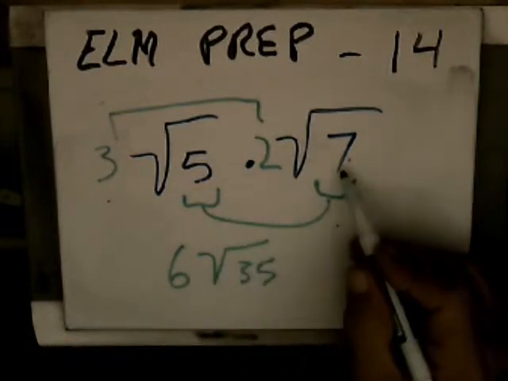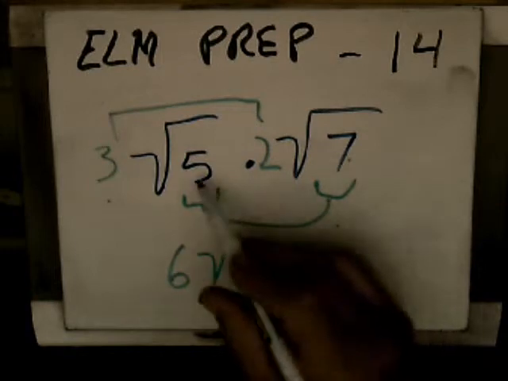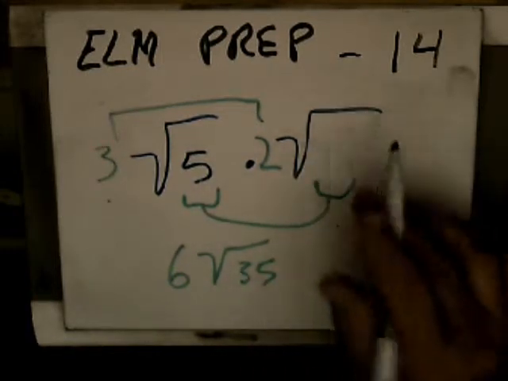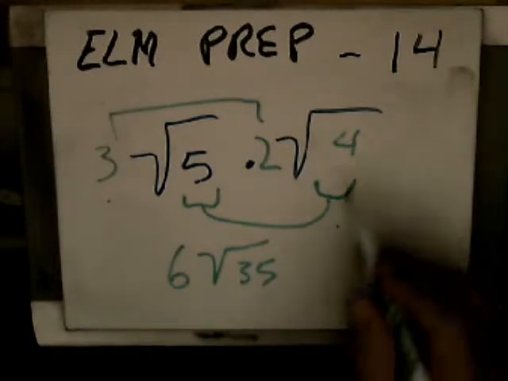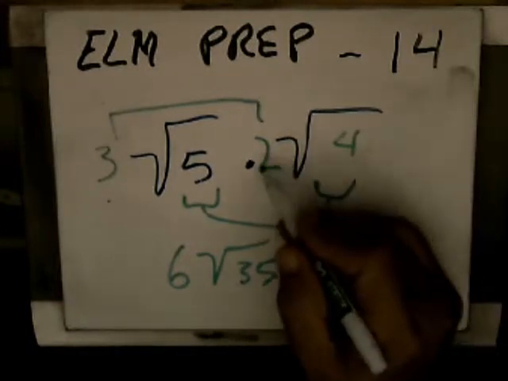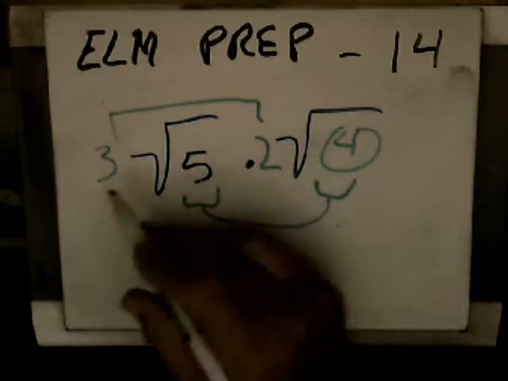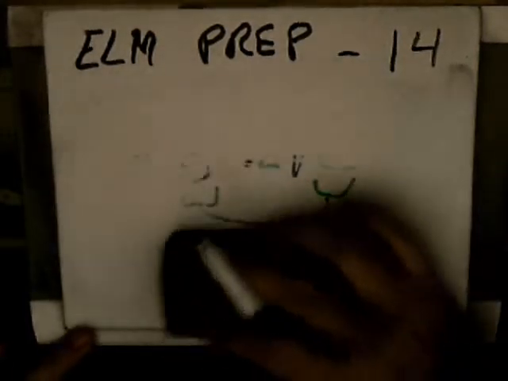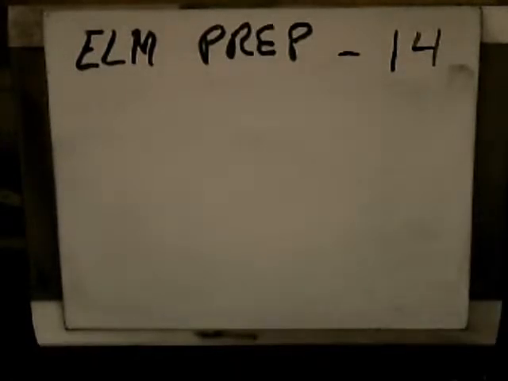Both of these were prime, so there will not be anything coming out of either one of these once I multiply them out. If this were not prime, we'd say maybe 4. I would probably bring that square out first, and then multiply, but I wouldn't have to bring it out first. Okay, multiplying radicals is basically easy.